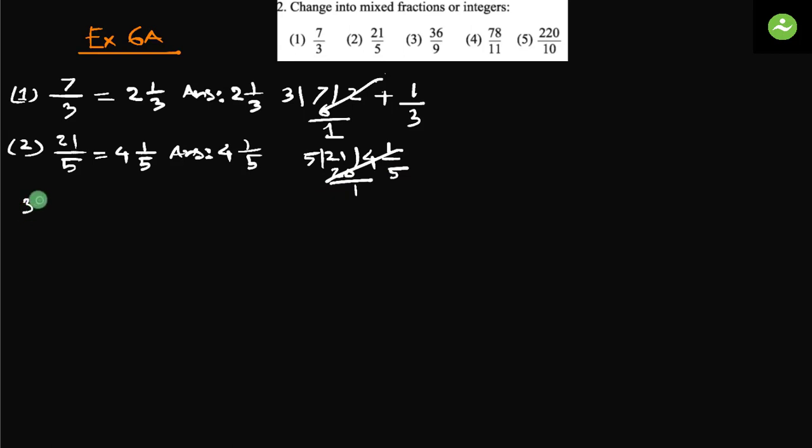Number 3 is 36 by 9 equals, okay, 9 divides 36. So 4. 4 into 9 is 36, equals 4. The answer is 4. It is that simple.